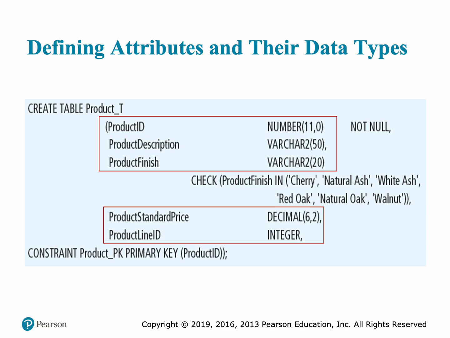Product standard price, decimal 6,2. So up to 6 values, and then 2 for cents, from 50 cents up to 99 cents. Product line ID is integer. Constraint product PK is primary key product ID.